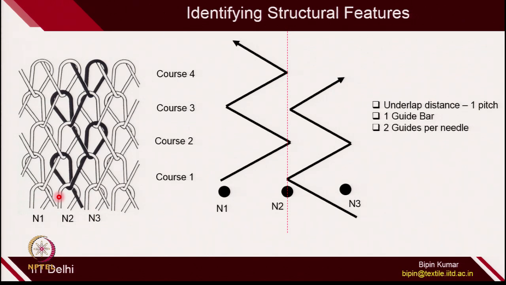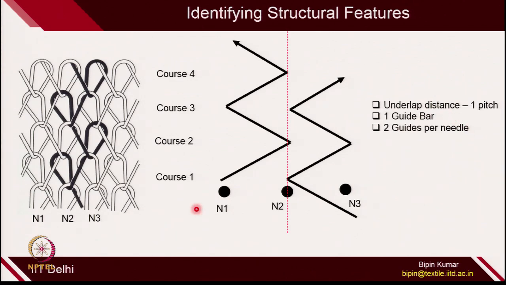So, if you take the microscopic view, if you enlarge, you will see the loops exactly in this fashion, and with the help of picking the movement of individual yarns, you can get some of the features. For each column, you can see for each needle there are 2 sets of guides coming alternatively. So, 2 guides per needle, and if you carefully see, the movement of all the guides is almost the same. So, all guides can be attached to a single guide bar. That is why to create this fabric we just need one guide bar.